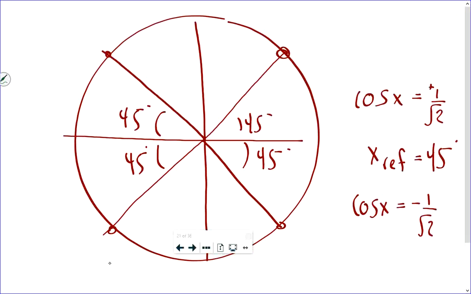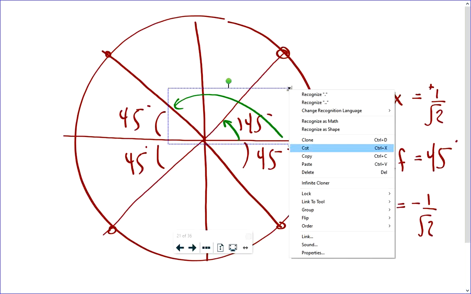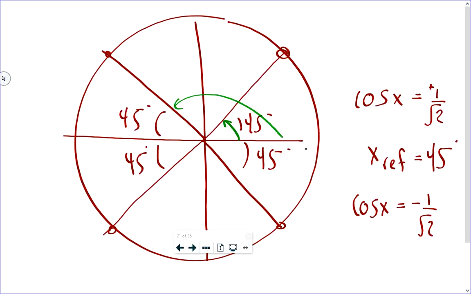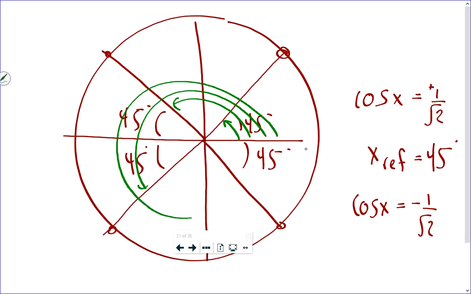The rotation angles would be 45 degrees, 180 minus 45 degrees, 180 plus 45 degrees, 360 minus 45 degrees. You could figure out all of those rotation angles. But that's not how I would do it.